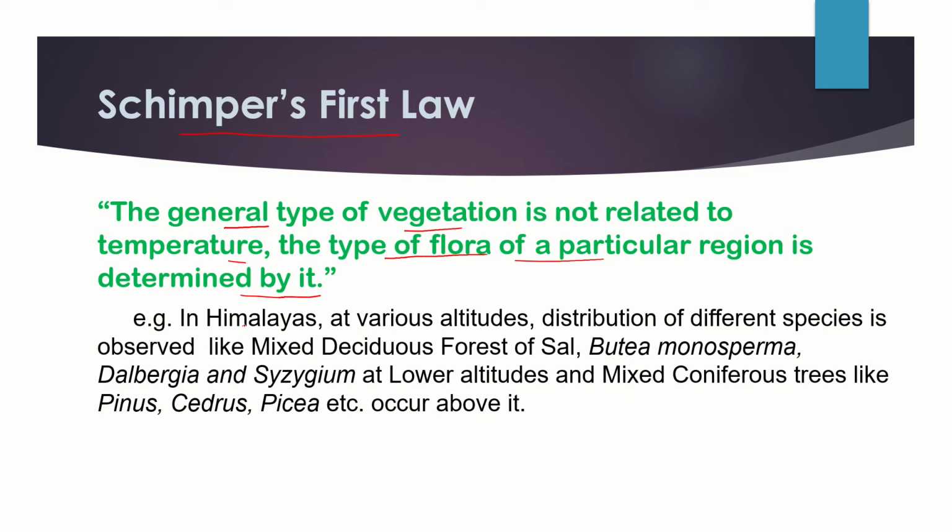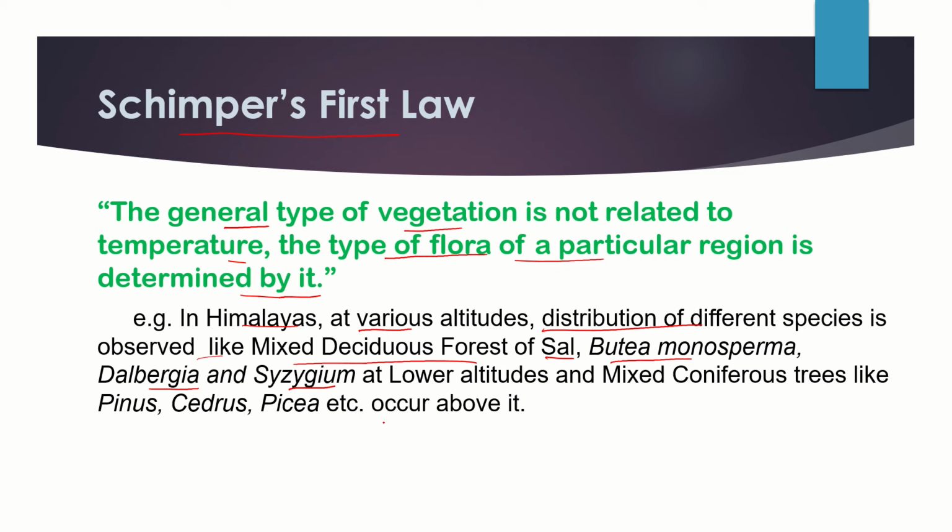Okay, for example, when we are talking about the Himalayas, we have different altitudes, and along those altitudes the distribution of different species observed will vary. As a broad category, I will say Himalayan vegetation, right? But when I go there, with respect to the altitude, I will observe that towards the lower altitudes, we see mixed deciduous forest. There are sal, there are trees of Butea monosperma, Dalbergia, which is called Shisham, Syzygium, which is Jamun. So these are present towards the lower altitudes.